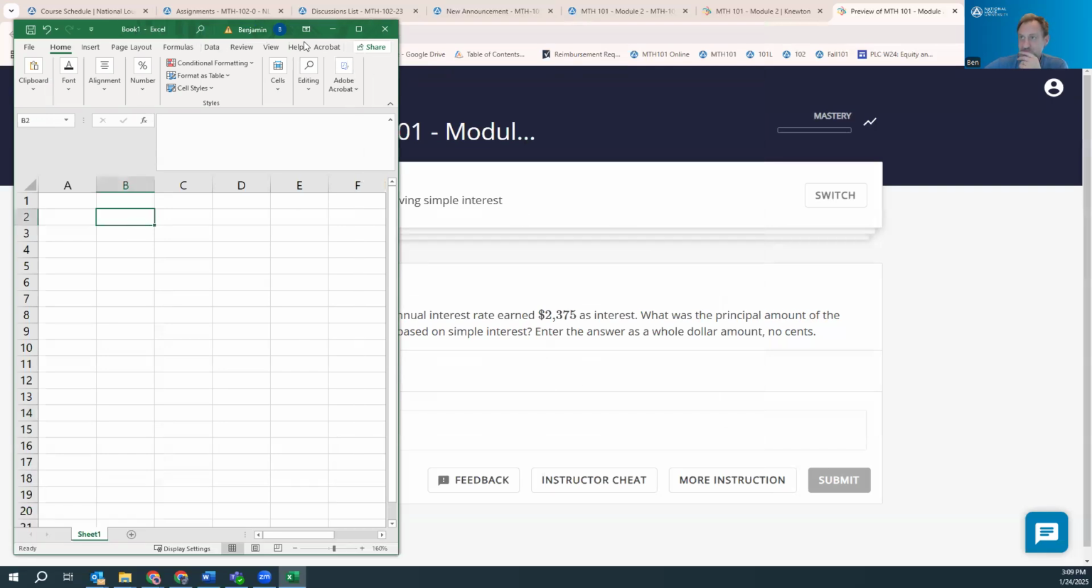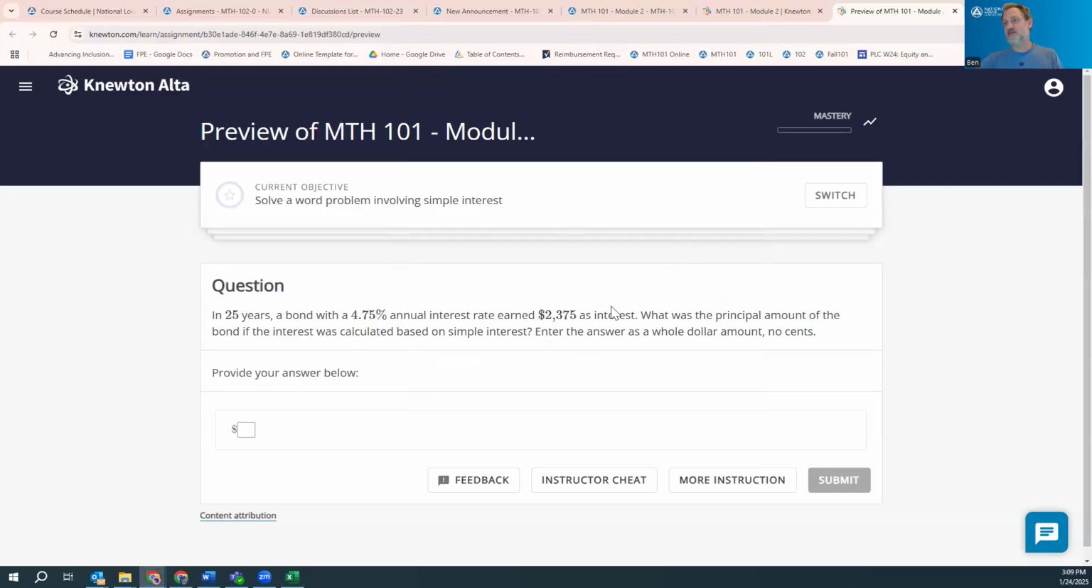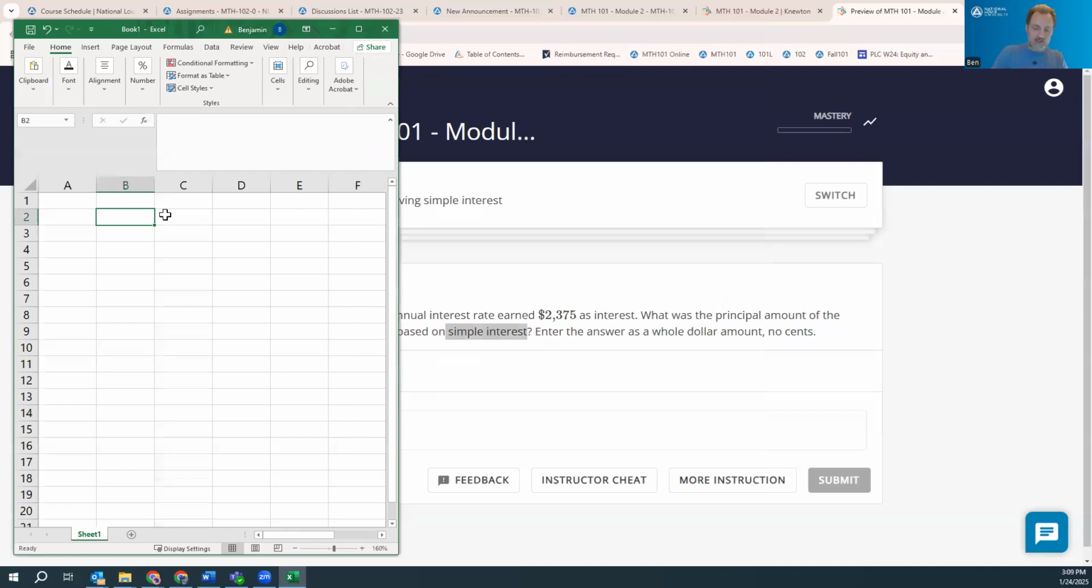All right. So I'm just going to do a couple questions and put this out there for you if you want to look at it. This first question asks about simple interest. So that's critical. And I'm going to write down something I know about simple interest, which is that the interest equals the principal times the rate times the time.